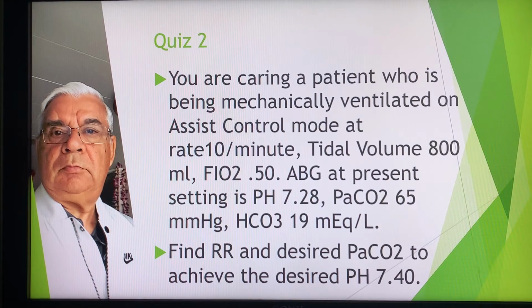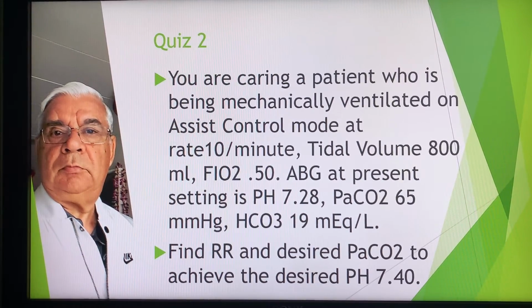You are caring for a patient who is being mechanically ventilated on assist control mode at a rate of 10 per minute, tidal volume 800 milliliters, FiO2 0.50. ABG at present setting is pH 7.28, PaCO2 65 millimeters of mercury, and bicarb is 19 milliequivalents per liter. Find the appropriate respiratory rate and desired PCO2 to achieve the desired pH, which is 7.40.